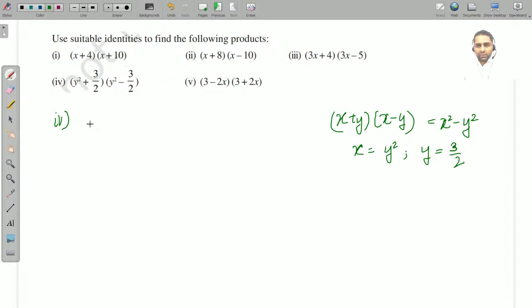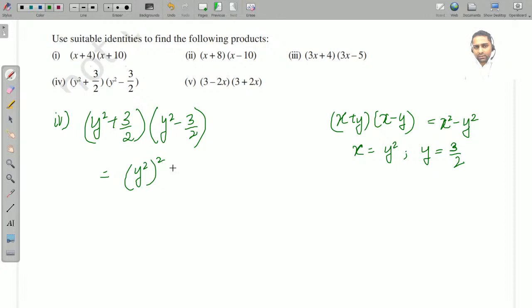So this implies that y square plus 3 upon 2 times y square minus 3 upon 2 equals y square whole square minus 3 by 2 whole square. So that comes out to be y to the power 4 minus 9 upon 4. This is how you are going to solve these questions. I'm just going to make some space over here.